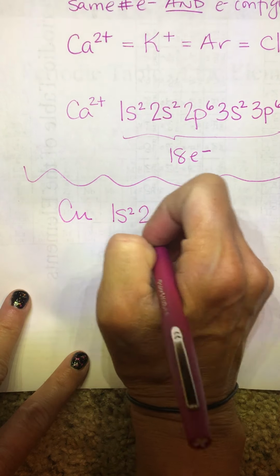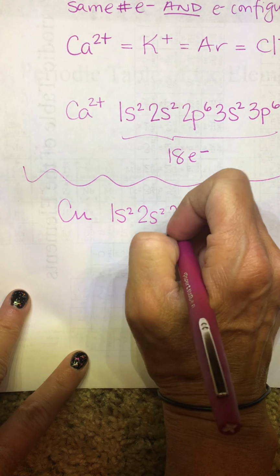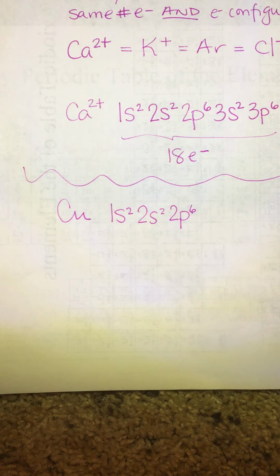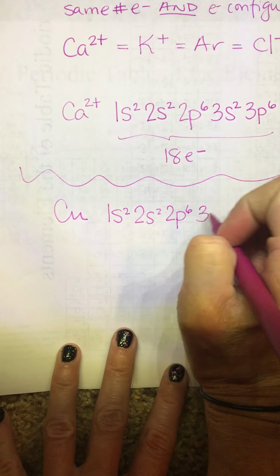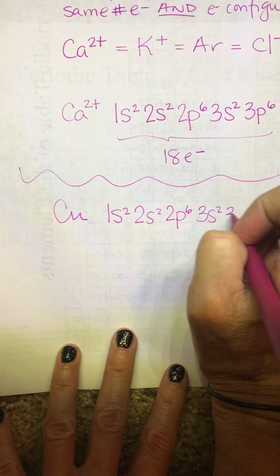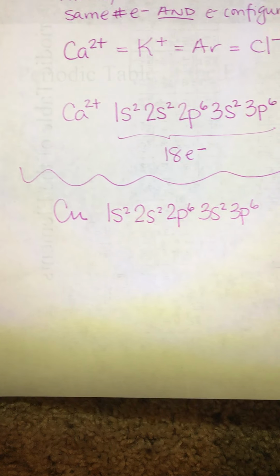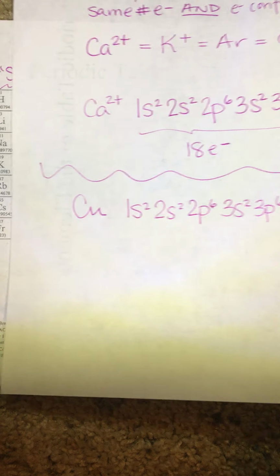1s2, 2s2, 2p6. We're following the periodic table left to right, moving down our rows. 3s2, 3p6. Now, again, that gives us 18 electrons so far. We're still not to copper.